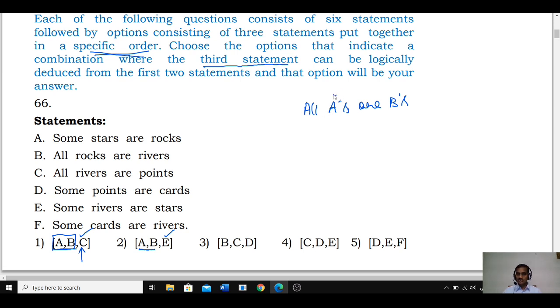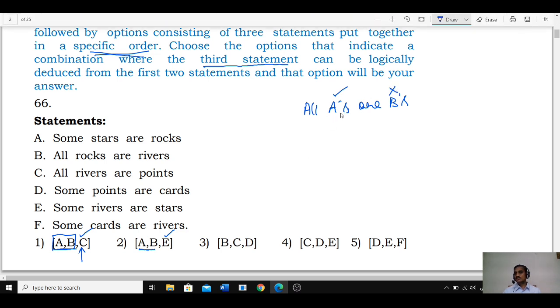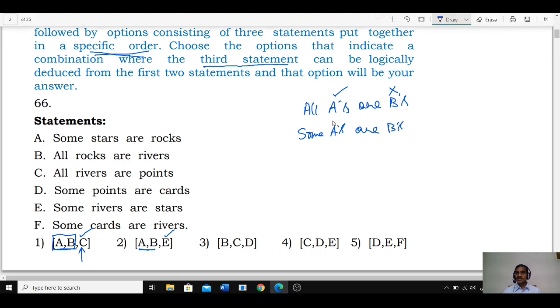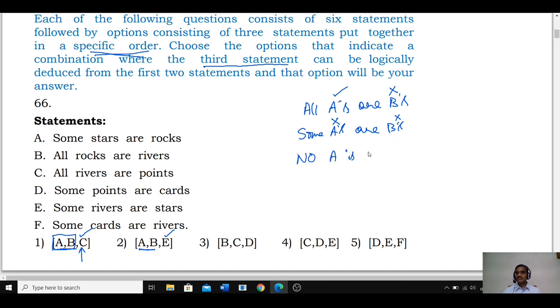In All A's are B's, put A as tick and B as cross. Tick is nothing but we can definitely conclude about the term, and cross means we cannot definitely conclude about that one. Next one is Some A's are B's. Now in this Some A's are B's we cannot conclude about A or about this B. Neither A can be concluded nor B can be concluded. No A's are B's means we can definitely conclude about A as well as B.